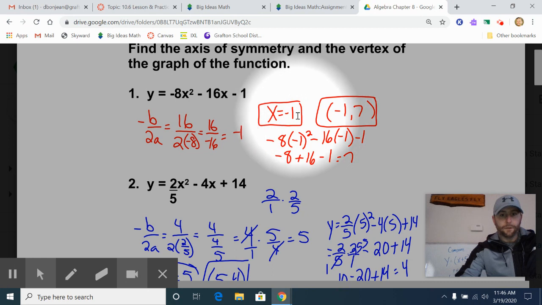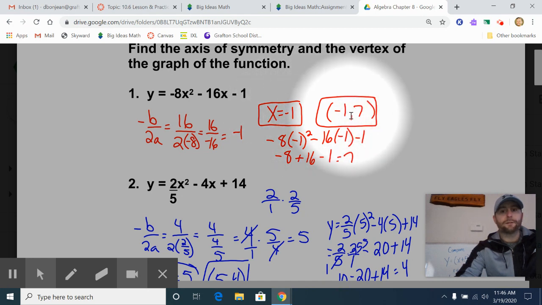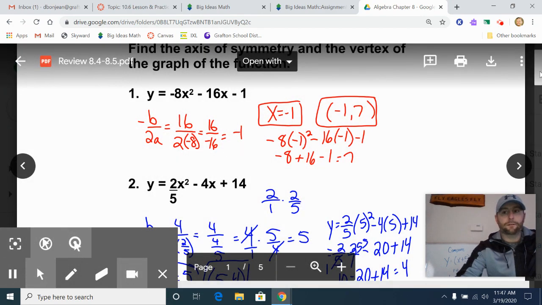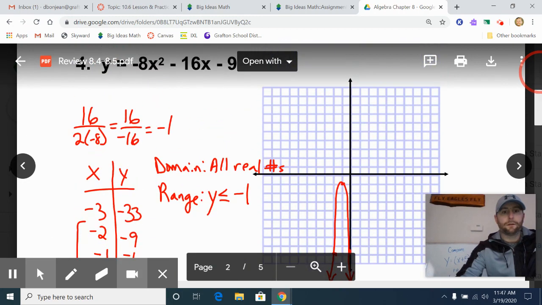So here are the answers that need to be put in Big Ideas. Like I said, they are very specific. For axis of symmetry, we say x is equal to negative 1. And for vertex, negative 1, 7. This question will be worth 2 points. I'm going to mark this as a point and this as a point. Let's move on to the next question.